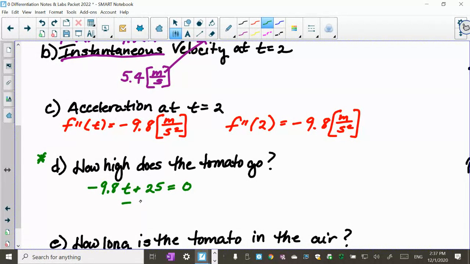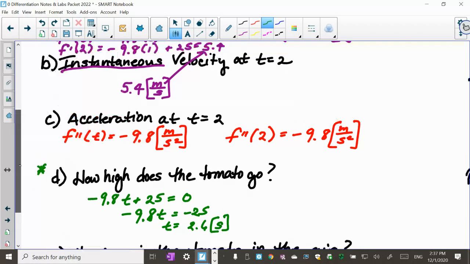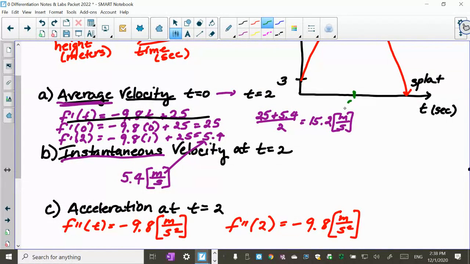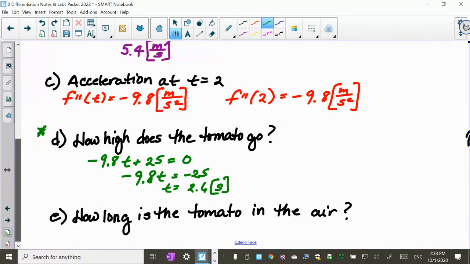When I solve that, I get negative 9.8t equals negative 25. So t actually comes out to be 2.6 seconds, which is nice to know. That doesn't tell you how high, but I do know at 2.6 seconds right here, that's when it happened.